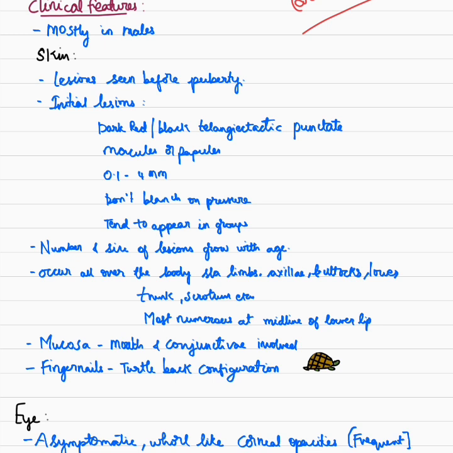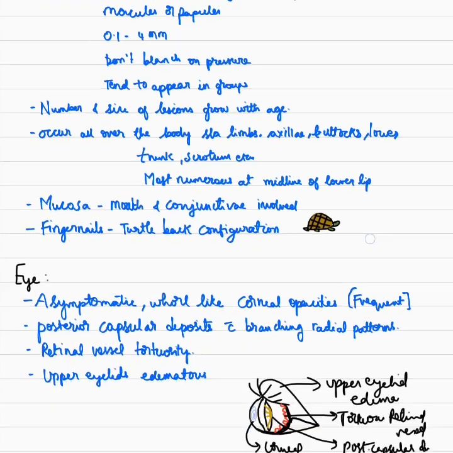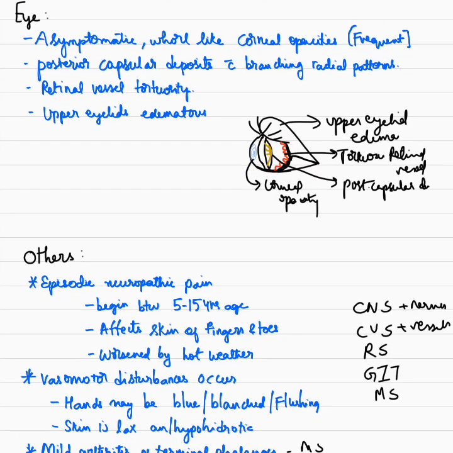They are most numerous at the midline of the lower lip, and the mucosa of the mouth and conjunctiva are also involved, and the fingernails have a turtleback configuration. Coming to clinical features in the eye, asymptomatic whorl-like corneal opacities, that is cornea verticillata, are the most frequent finding, along with posterior capsular deposits with branching radial patterns. Retinal vessel tortuosity and upper eyelid edema are seen.